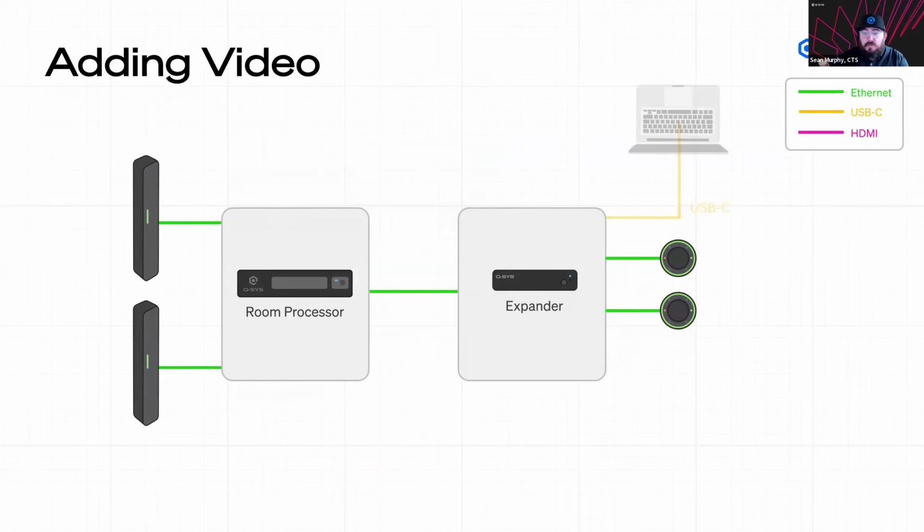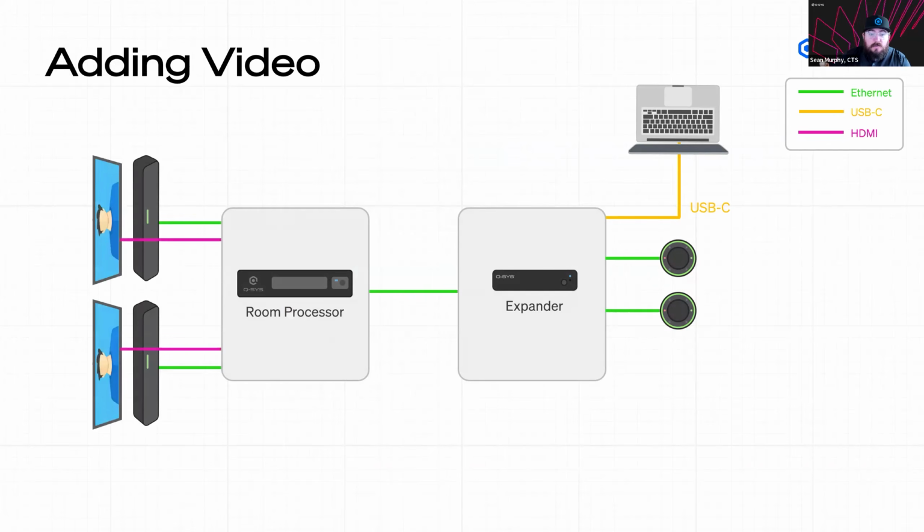Now let's add video. So USB-C from the laptop to the expander for bridging and content. We have our HDMI from the room processor to the displays, and another category cable for the room processor to a camera. So again, most of the system is running off of Ethernet. The cables that are not Ethernet, like our USB-C and HDMI, are nice and short, so we don't have to worry about distance limitations for those cables.